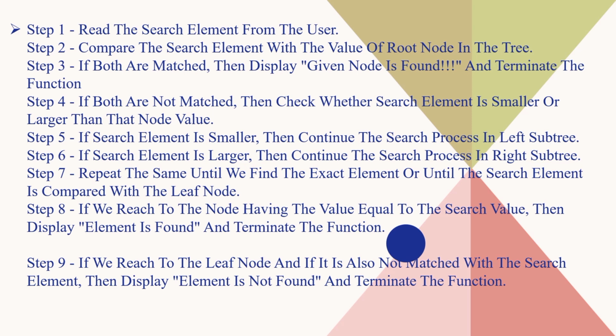Step 7: repeat the same until we find the exact element or until the search element is compared with the leaf node. Step 8: if we reach the node having the value equal to the search value, then display element is found and terminate the function. Step 9: if we reach the leaf node and it is also not matched with the search element, then display element is not found and terminate the function.